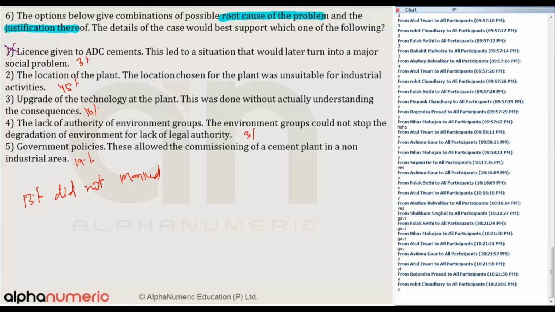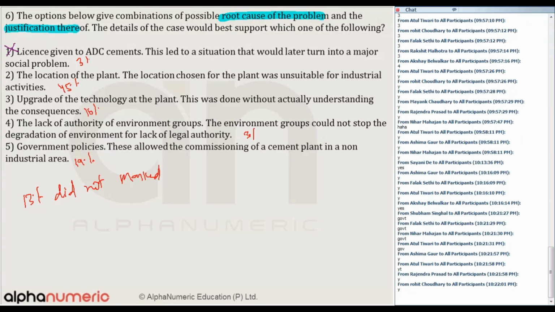Second says that the location chosen for the plant was unsuitable for industrial activities. Again, I'll say it's a very, very general statement. For example, instead of the cement plant, if there is a food processing plant, because there are a lot of orchards in that particular area, it might exploit the natural occupation of the residents. So option number 2 should not be the answer either, because the location of the plant is not important here.